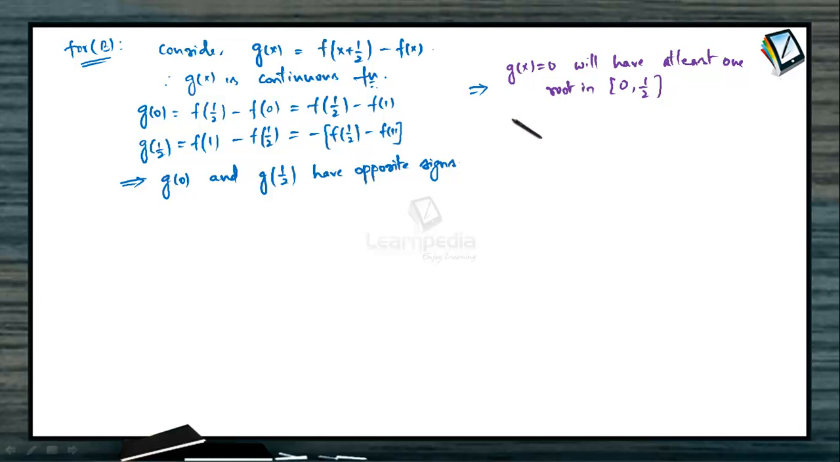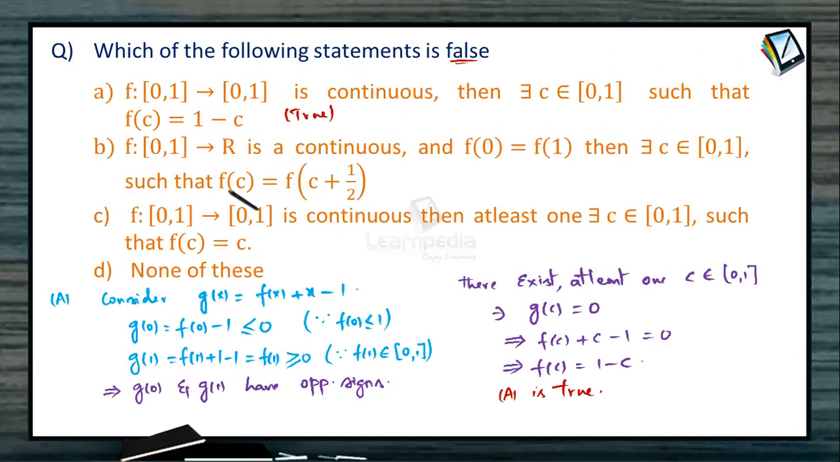Now what do we mean by g of x becomes 0? Yes, that means f of x plus half will be equal to f of x for some x belongs to 0 to half. But 0 to half is also a subset of 0 to 1, so if there is one root between 0 and half, then obviously that will be at least one root between 0 and 1. Now if you look at the statement B, that's what the statement says.